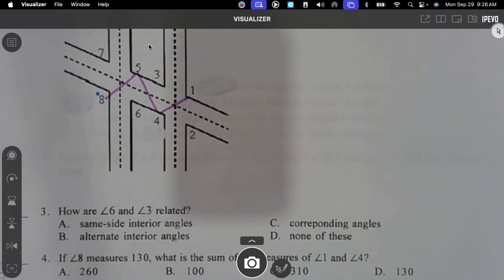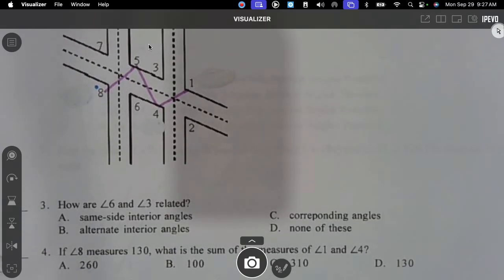So you want to pick 130, but that's wrong. Why is that wrong? This is a common thing on the ACT. It doesn't ask for what are the measures of 1 and 4. It says what's the sum of 1 and 4. What's 130 plus 130? 260. So 4 is A. Okay, do y'all understand that? It was a trick question in there. That's goofy, Miss Amanda. It'll be the same tomorrow. You'll remember. Make sure you read the questions.